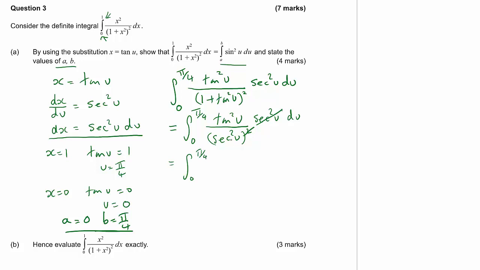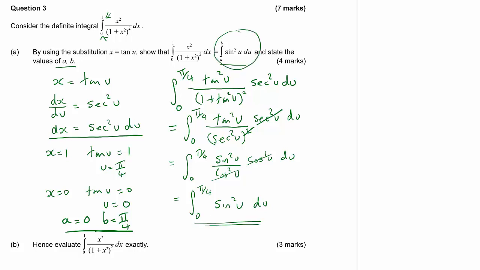Now remember that tan squared u is sine squared u over cos squared u, and this sec squared u on the bottom, remember sec squared is 1 over cos squared, becomes a cos squared u on the top. So those will cancel, and so we've got the integral from 0 to pi by 4 of sine squared u du, as required.